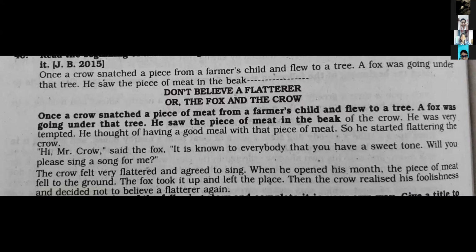So this is the story. Can you see it properly, everyone? Yes, Miss. Very good. So the title of the story is The Fox and the Crow. In your questions, there will be two sentences only. What is the sentence? Once a crow snatched a piece of meat from a farmer's child and flew to a tree. A fox was going under the tree. He saw that piece of meat in the beak. So this part will be in your question.